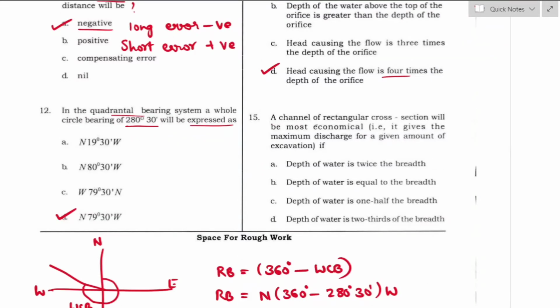Question number 15. A channel of rectangular cross section will be most economical, that is, it gives the maximum discharge for a given amount of the excavation. The most economical section is the one in which the wetted perimeter is minimum for the given value of the discharge. So for a rectangular cross section, D by B is equal to 1 by 2. So depth of the water is equal to 1/2 of the breadth. So option C is the right answer.